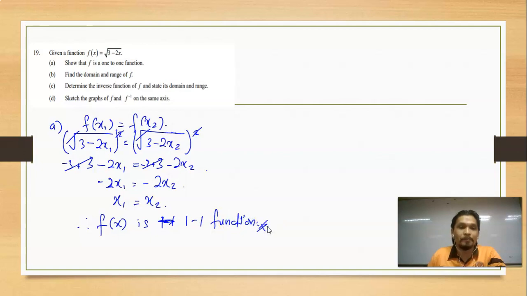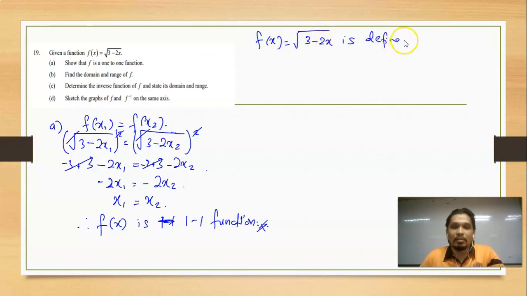So, to find the domain and range of f. F of x equals the square root of 3 minus 2x is defined when 3 minus 2x, the function inside, is greater than or equal to 0. So from here, 3 minus 2x is greater than or equal to 0.